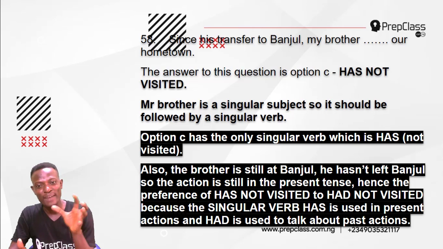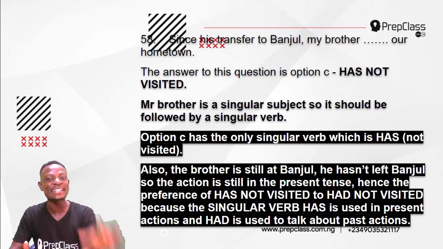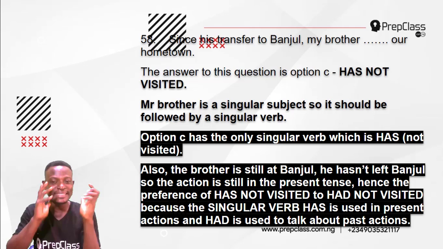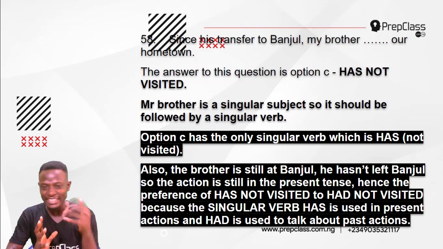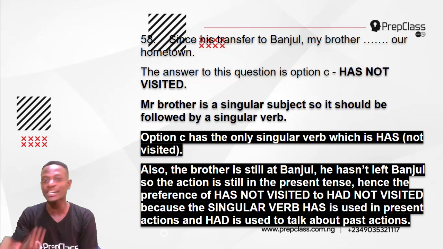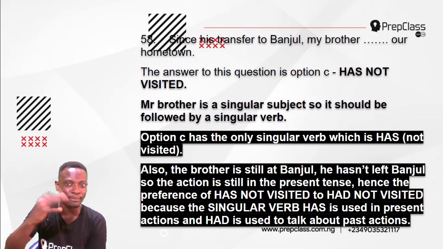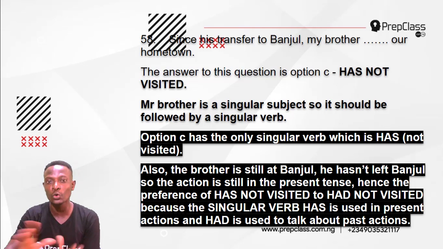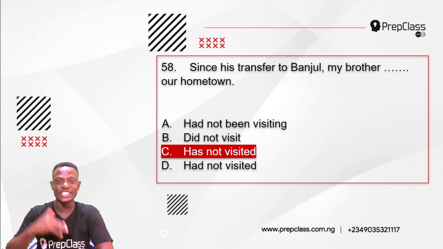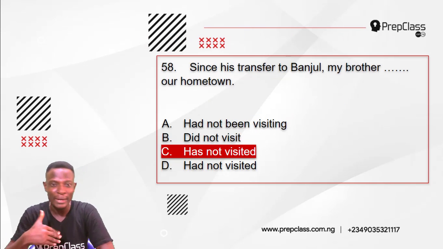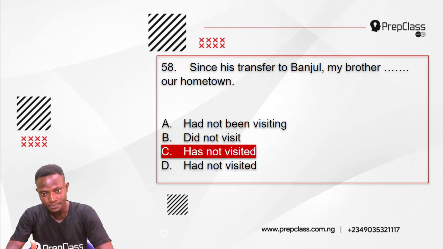Hence, the preference of has not visited to had not visited, because the singular verb has is used in present actions, in present situations, and had is used to talk about past actions. His brother is still at Banjul, so it's a present action. So has is appropriate. Since it's transferred to Banjul, my brother has not visited our hometown.